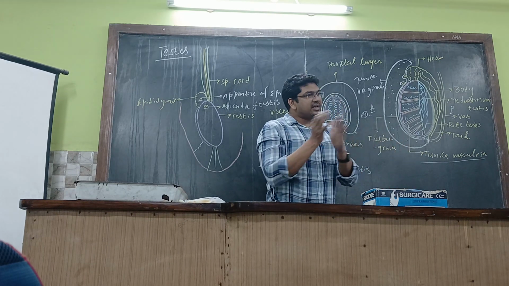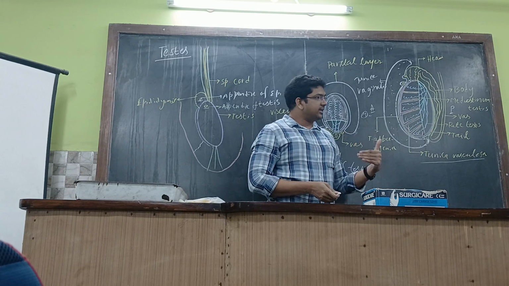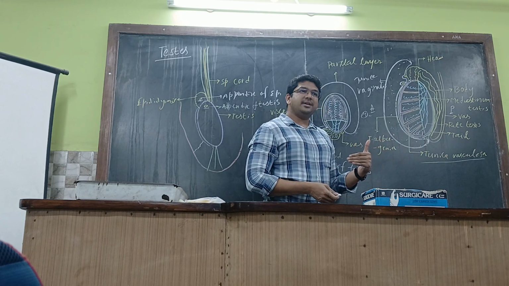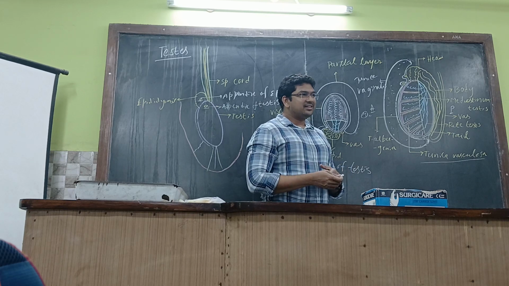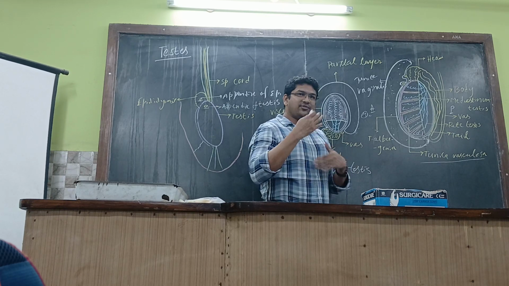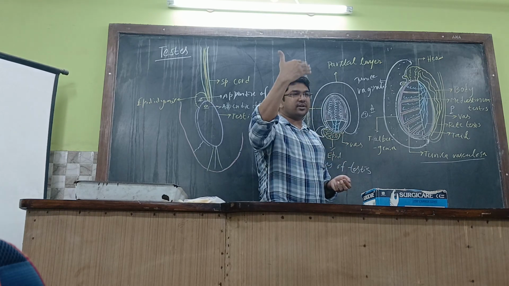Okay, certain cells on either side are for nutrition. Spermatogonia, type A, type B, which will be undergoing mitosis and everything. Then further? Type A, type B, then further?